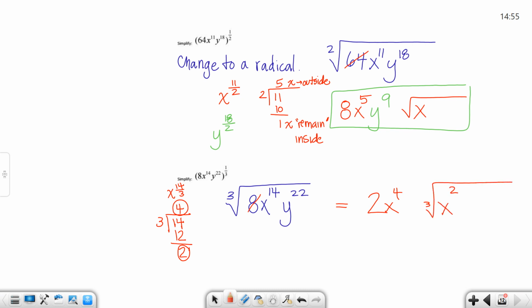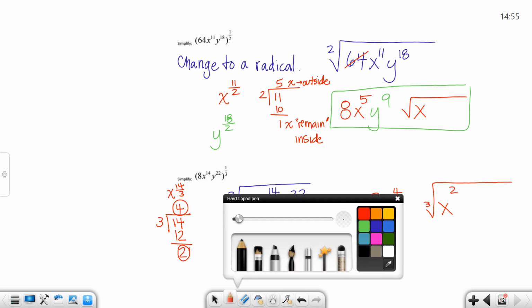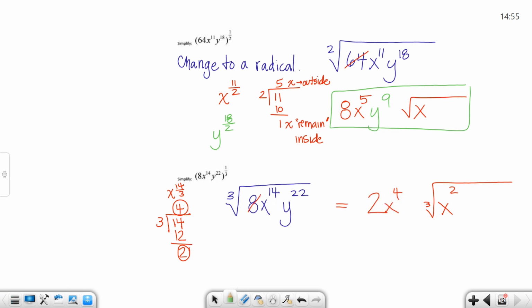Now remember, it's a cubed root, so remember your index. So then you get to the 22. This would be y to the 22 over 3. Well, 3 goes into 22 7 times with 1 left over. So you would have 7 y's outside and 1 y left inside. And that's how it would look.